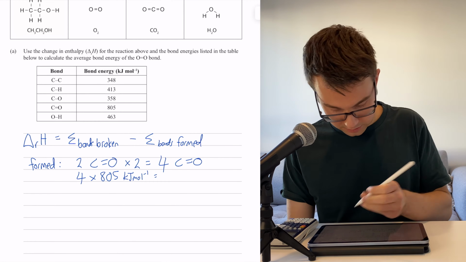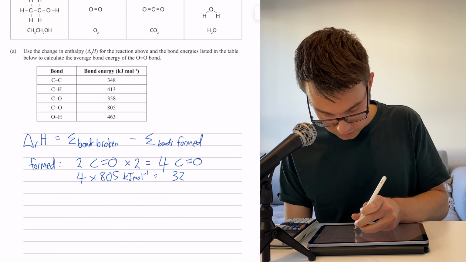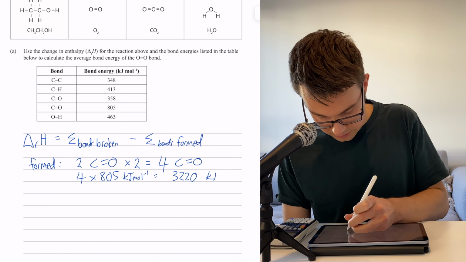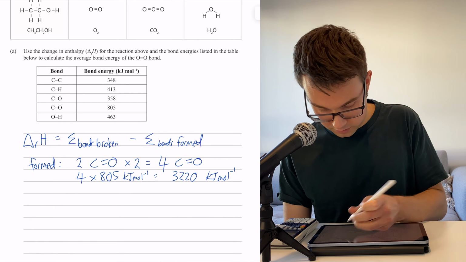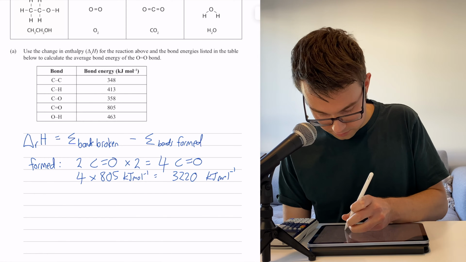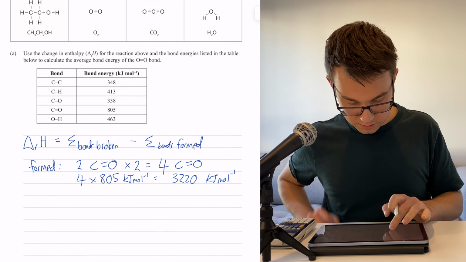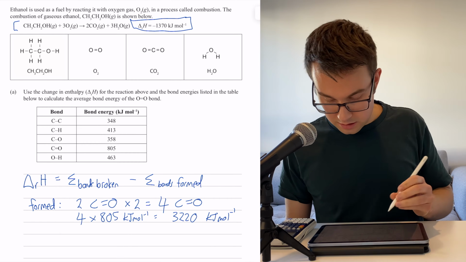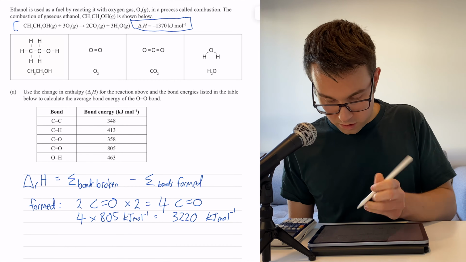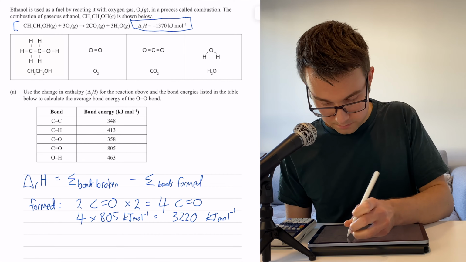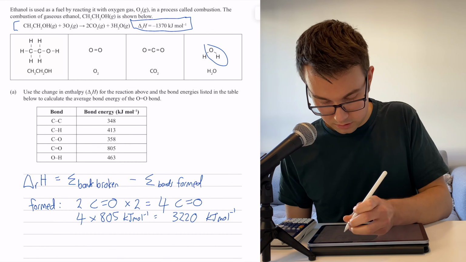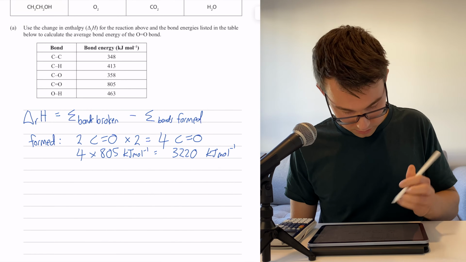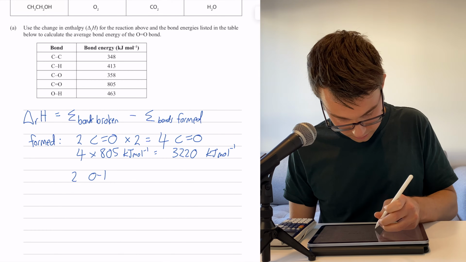Cool. So I'll put that into my calculator. So we get 3220 kilojoules per mole. Oh, that's an O. Yep. Okay, cool. So that's your CO2. Now we're up to the water. What do we got here? We've got one OH bond. We've got another OH bond. 2 OH bonds.